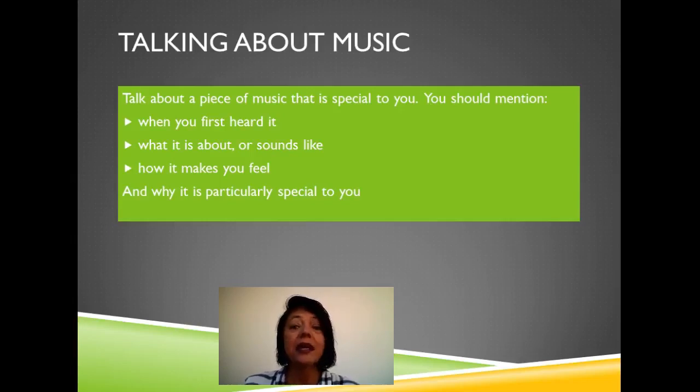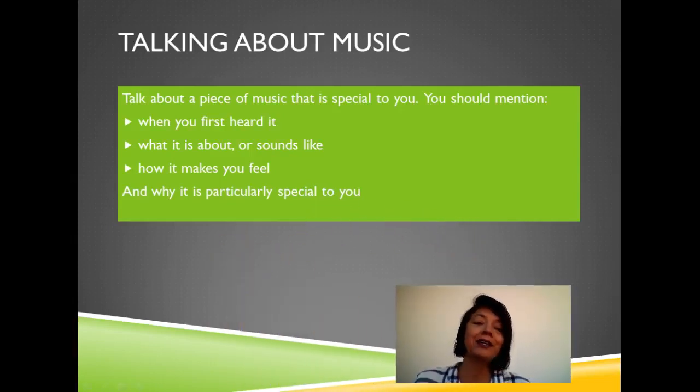The next topic is a piece of music. Now, a lot of students tell me that this one bothers them. They can't think of a piece of music quickly. You have to mention when you first heard it, what it's about or what it sounds like, how it makes you feel, and why it is particularly special to you. I've got a little hint for you.